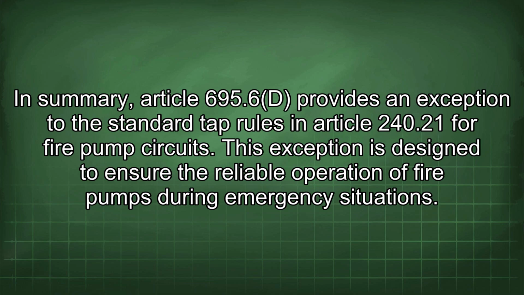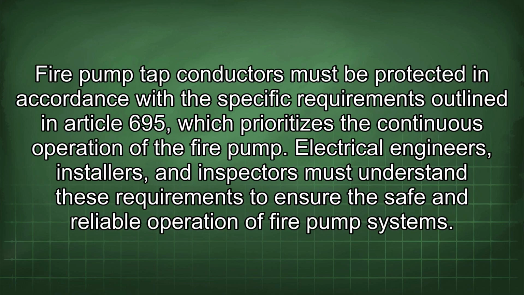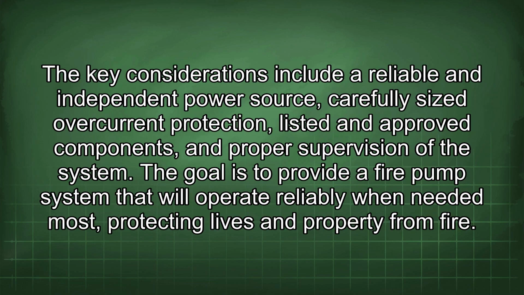This exception is designed to ensure the reliable operation of fire pumps during emergency situations. Fire pump tap conductors must be protected in accordance with the specific requirements outlined in Article 695, which prioritizes the continuous operation of the fire pump. The electrical engineers, installers, and inspectors must understand these requirements to ensure the safe and reliable operation of fire pump systems. The key considerations include a reliable and independent power source, carefully sized overcurrent protection, listed and approved components, and proper supervision of the system.